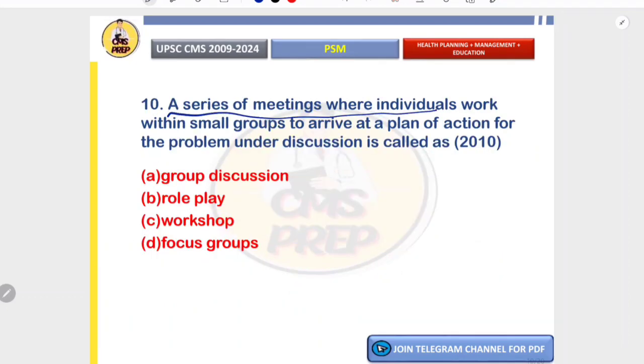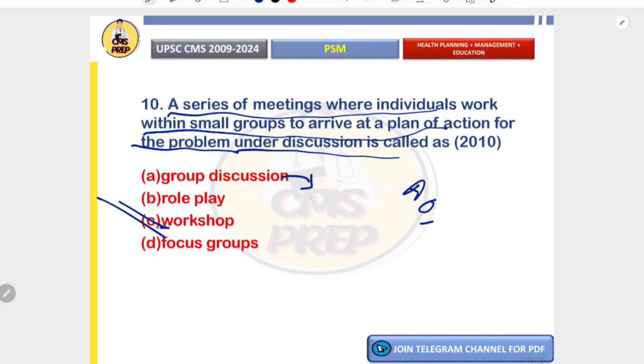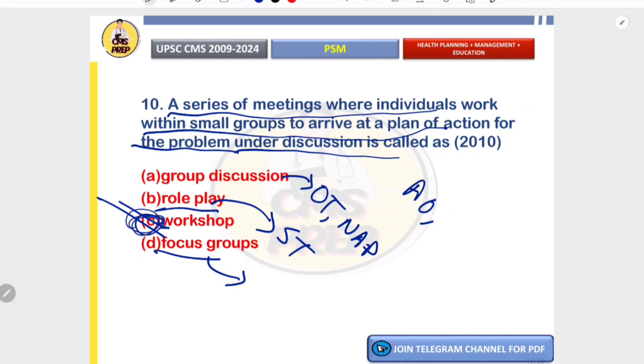A series of meetings where individuals work within small groups to arrive at a plan of action for the problem under discussion is called. So the correct option is C, workshop. Workshops are interactive, action oriented, ideal for problem solving in small groups. Why others are incorrect? Group discussion is open talk with no action plan. Role play is basically a simulation technique. And focus group is mainly used in research or to collect opinion. So the correct option is C.